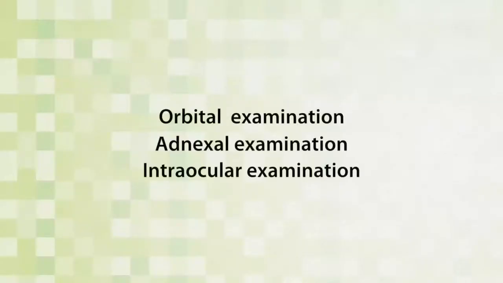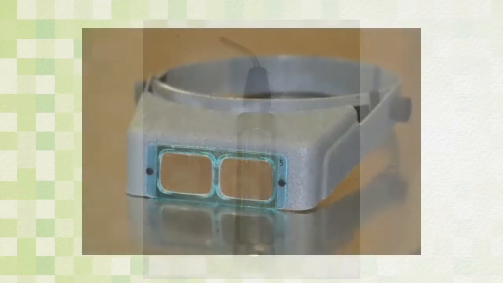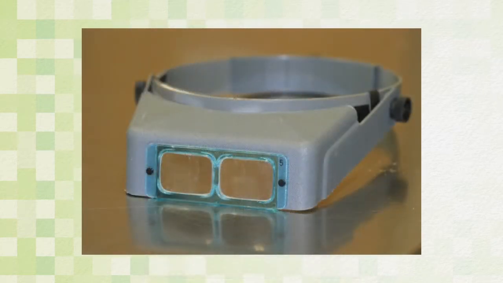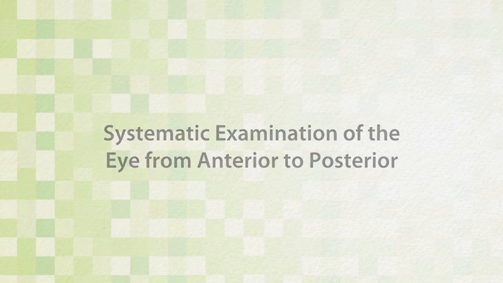The fifth and final component of the ocular examination is the orbital, adnexal, and intraocular exam. This includes the fundoscopic examination. The main instrument utilized for this portion of the examination is the transilluminator as a light source. Head loops are also useful for magnification during several steps. Systematic examination is critical in the examination process, and to remain systematic, the ocular examination is best completed from anterior to posterior.